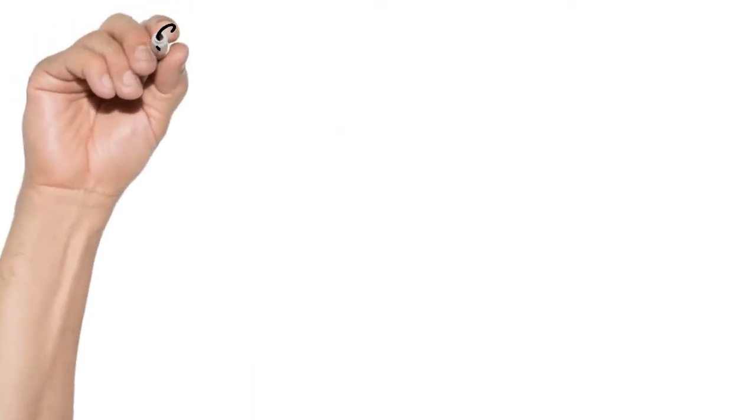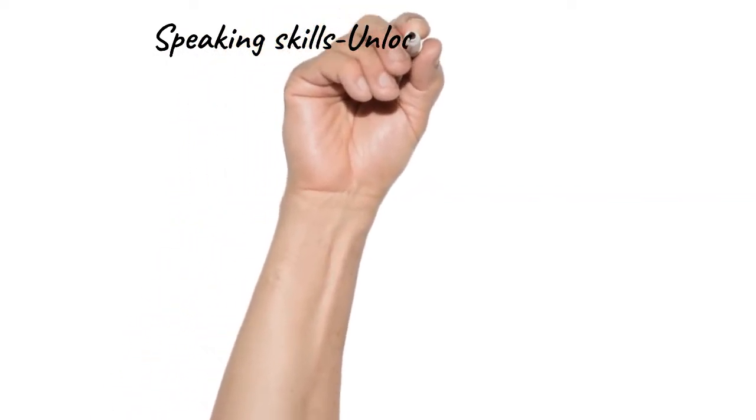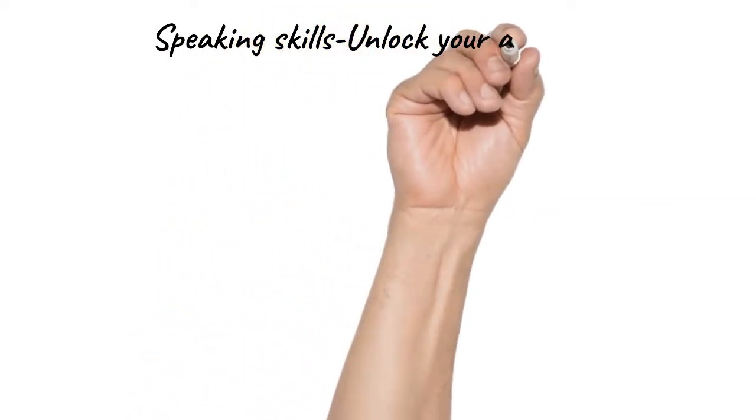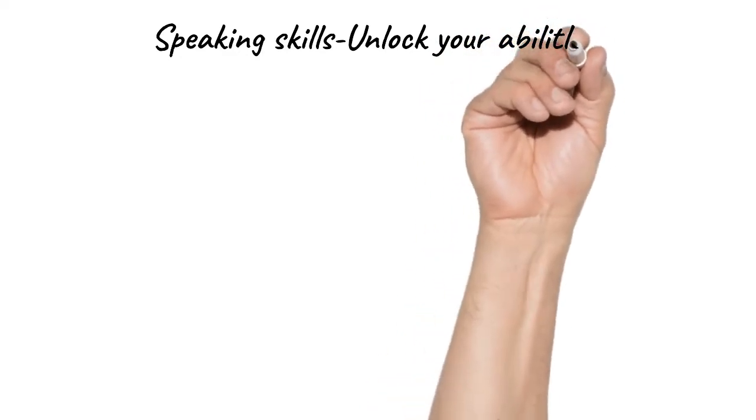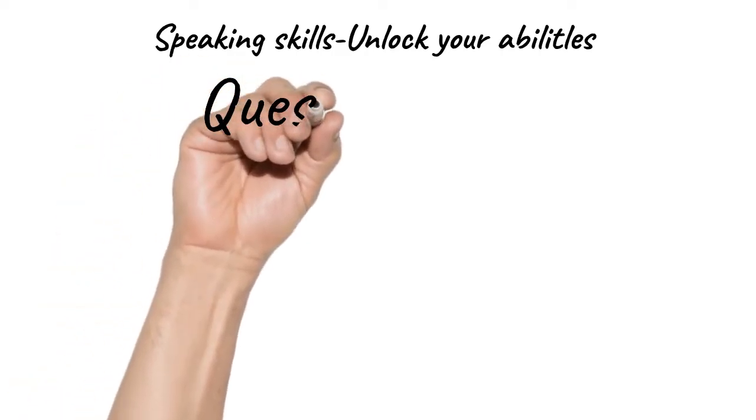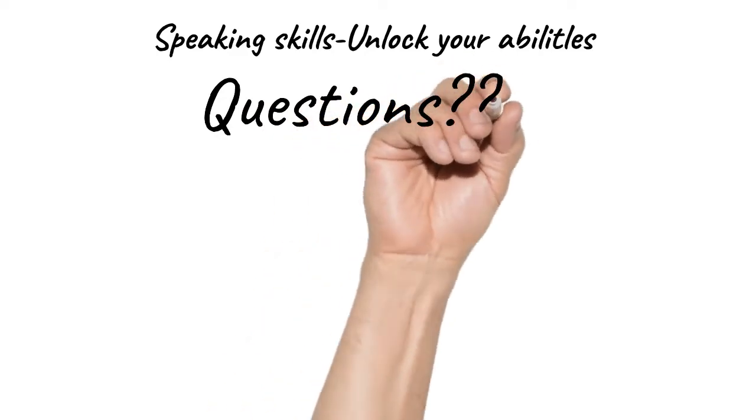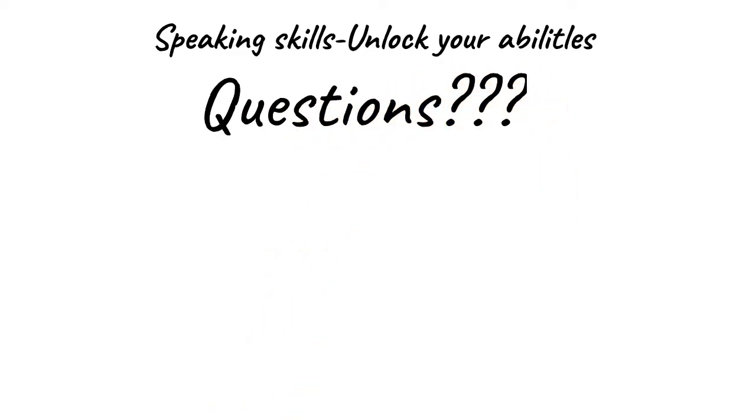Speaking skills unlock your abilities. So lots of people learn about grammar in school. We've all heard about the simple past. We've all heard about the past continuous. Well, how do we turn that into a speaking skill? We need to unlock our abilities. One great way to use these two tenses is in questions, asking and answering.